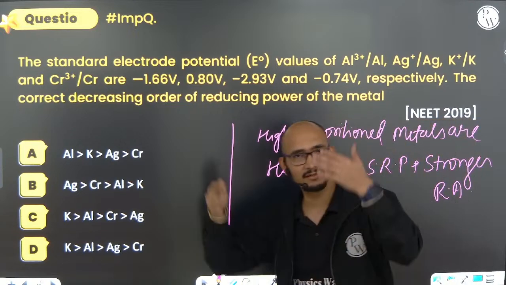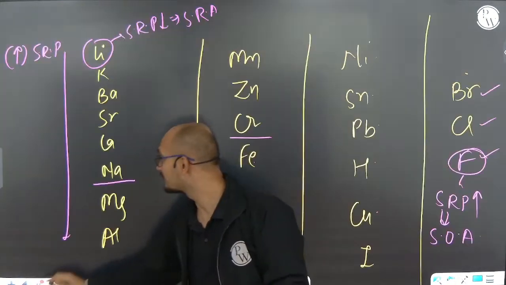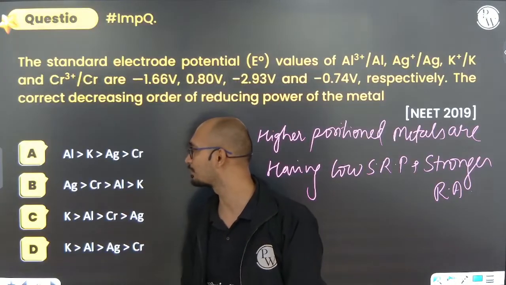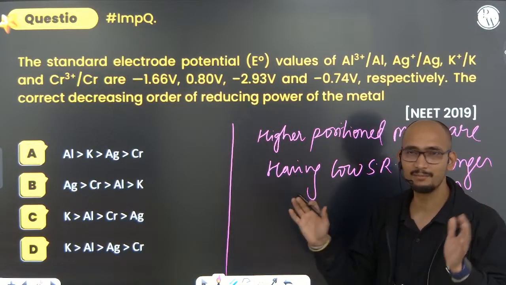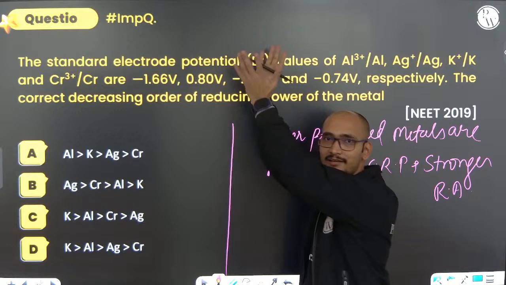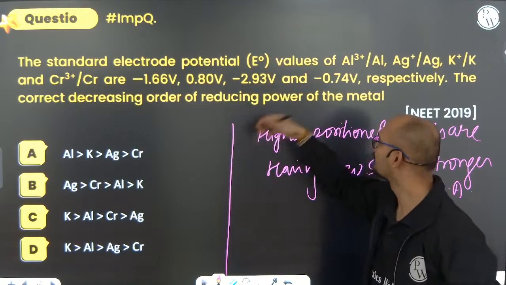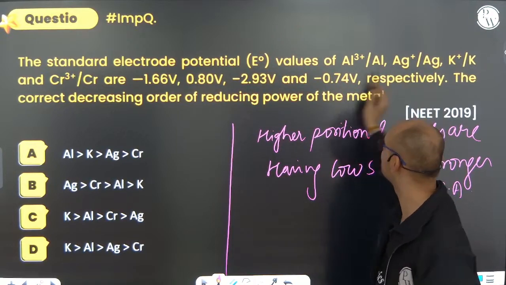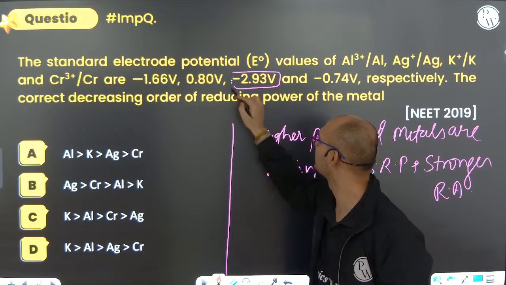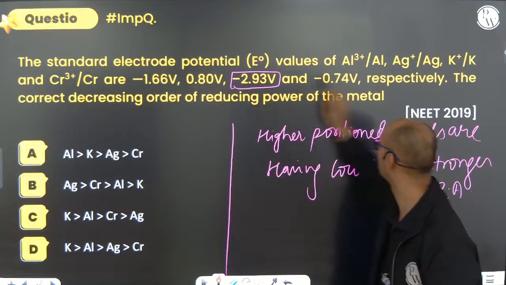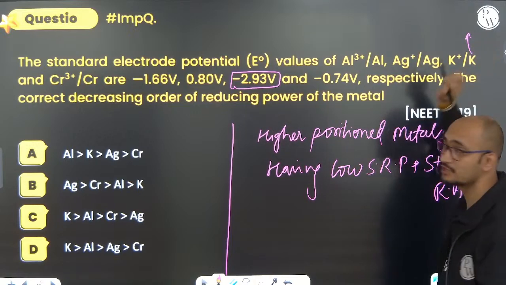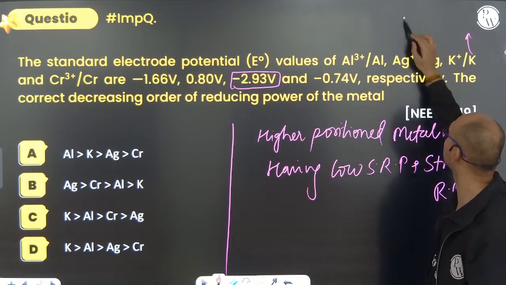If you remember the whole series, you can do it from there also, but still the values are given. If the negative values are high, they are at a higher position. Where is the minimum value? Here it is, minus 2.93. It is for what? Potassium, the third value. Means potassium is positioned at the top. So potassium will be the strongest reducing agent.